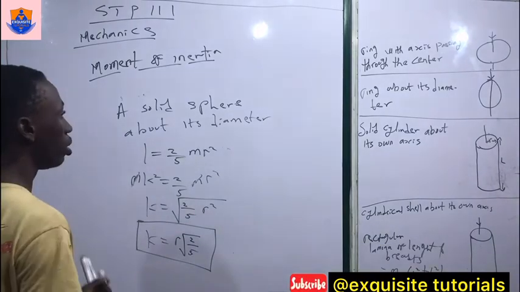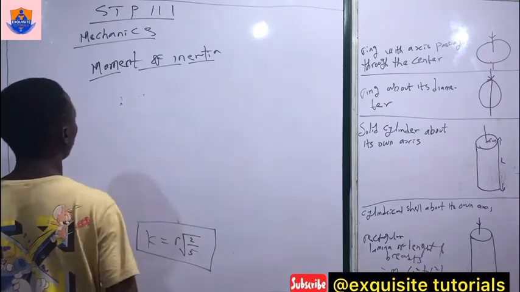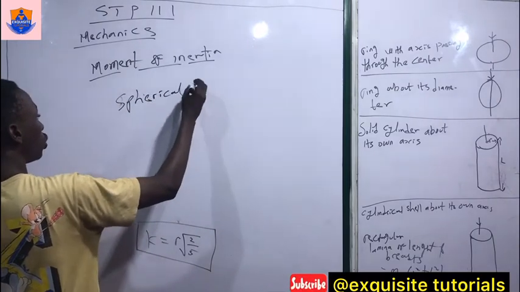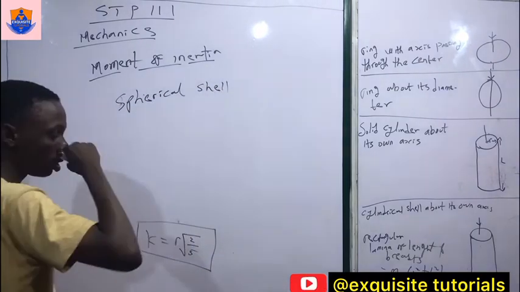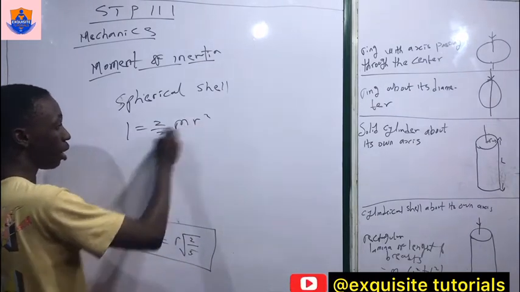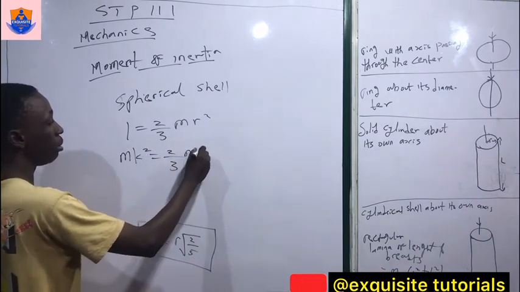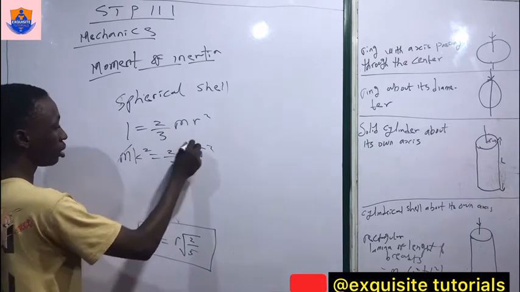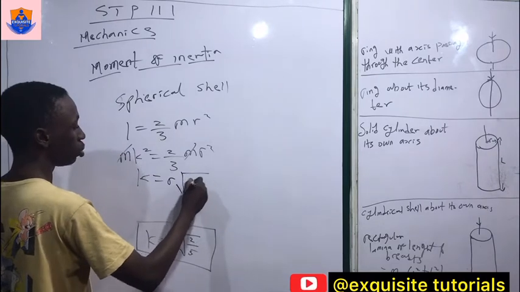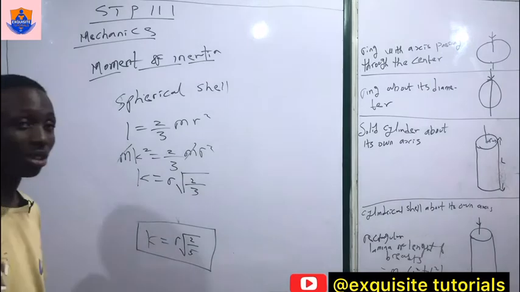Now, that is for a solid sphere, but for a spherical shell about its diameter, the moment of inertia is equal to 2 over 3 M R squared. Then the radius of gyration M K squared is equal to 2 over 3 M R squared. We can have that K is equal to R root 2 over 3. So these are the formulas for many bodies.